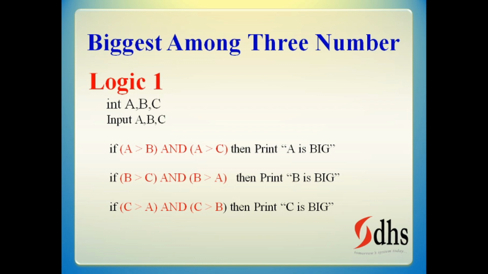Then A is big. If B is greater than C and B is greater than A, then B is big. If C is greater than A and C is greater than B, then C is big. This is one logic. I think you all come across this thing. It is very easy. You have to think about another logic.